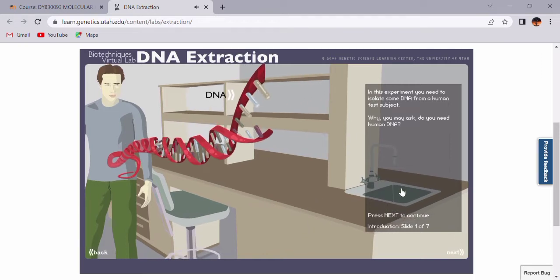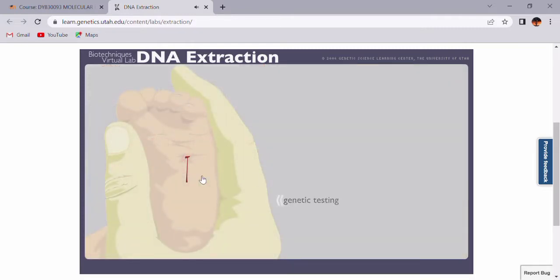In this experiment, you need to isolate some DNA from a human test subject. Why, you may ask, do you need human DNA? Okay, let's see.